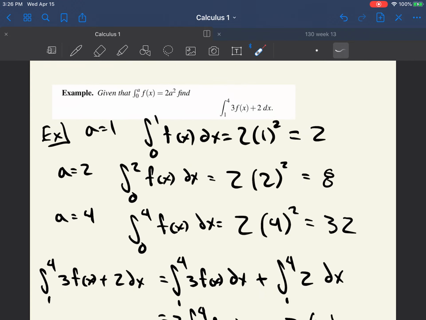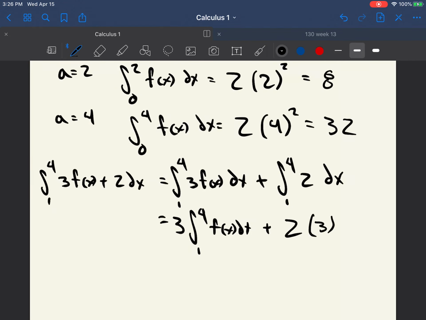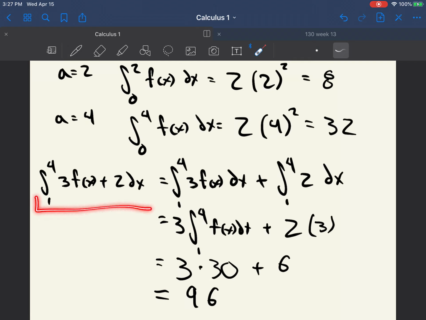So that's what I get for this integral. Okay? So we can go back and plug this 30 in. So we're going to get, this is equal to 3. We just figured out what this integral is. That's 30. So we're going to write in times 30 plus 6. So do the arithmetic on this, we get 96. Okay? So in the end, the integral that we're looking for, this one right here, is the number 96.